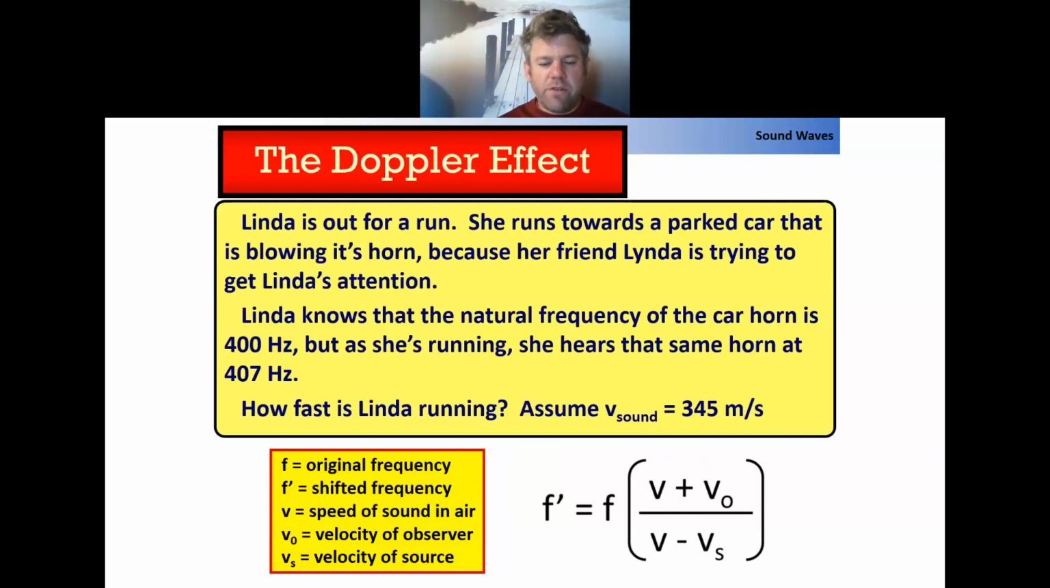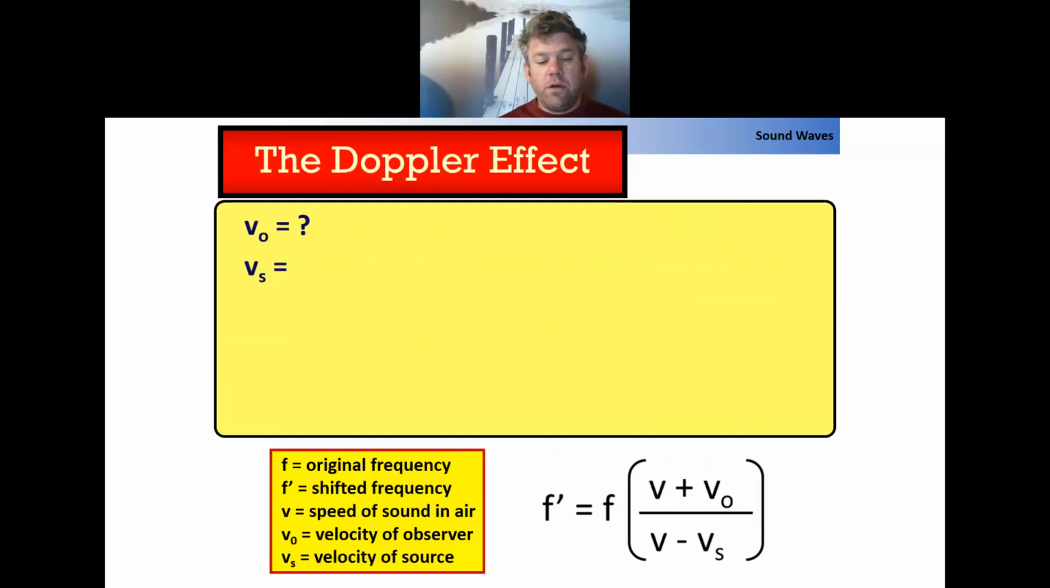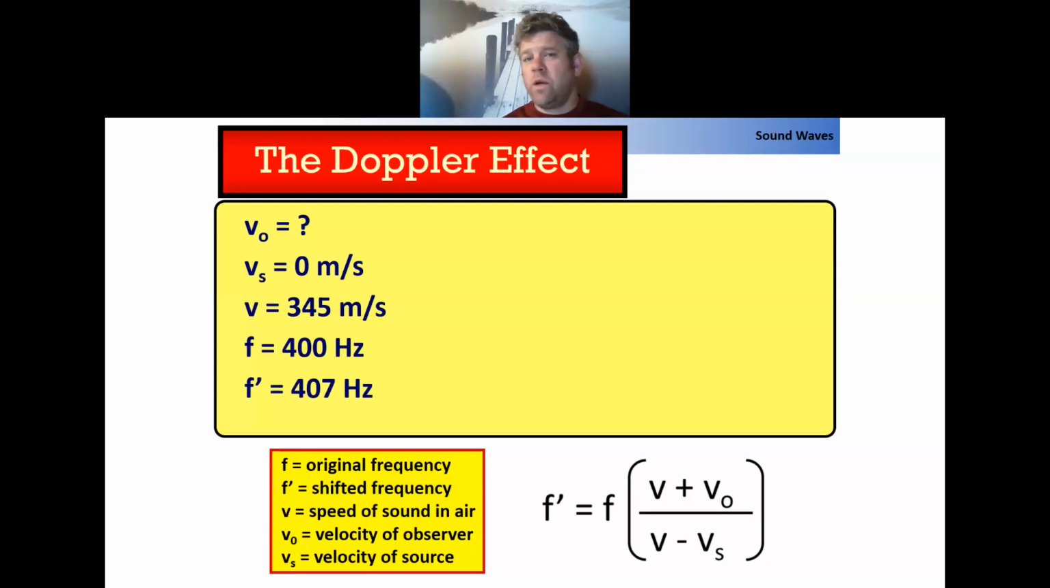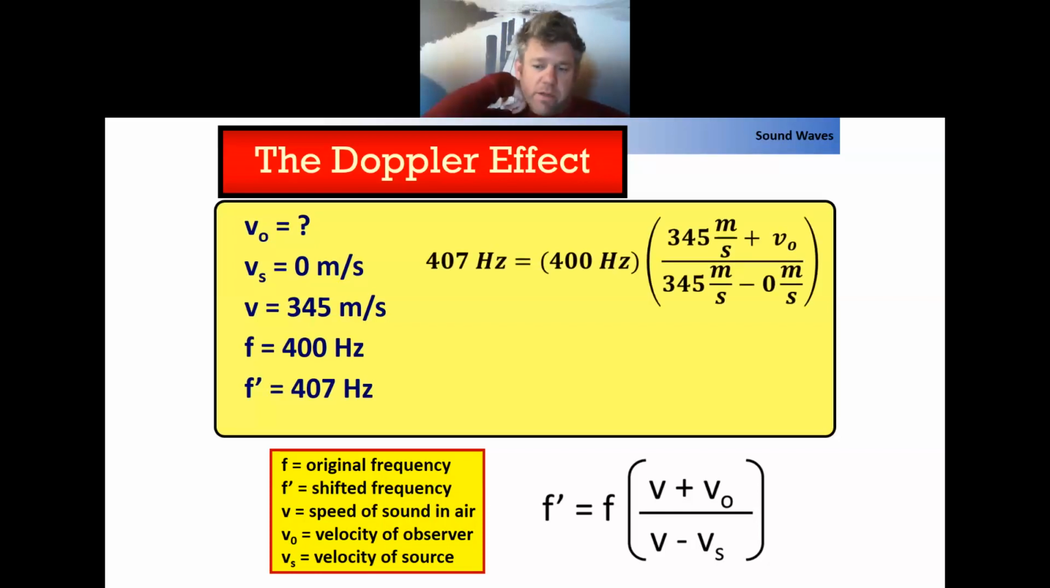Okay. How fast is Linda running with an I, assuming the speed of sound is 345 meters per second? So we want the observer's speed, Linda with an I's speed, right? The source, how fast is it moving? That would be the parked car. It's not moving at all, so it's moving at 0 meters per second. Speed of sound, 345 meters per second. Our frequencies: the original frequency that the car horn had was 400 hertz. The perceived one that Linda had was 407 hertz. All right? So we plug everything in.